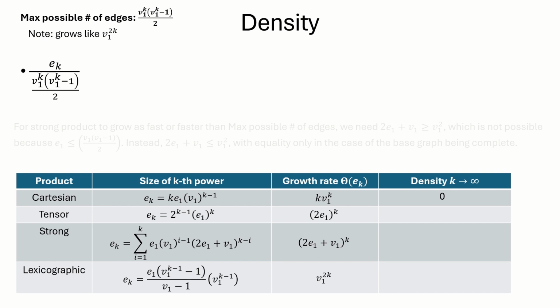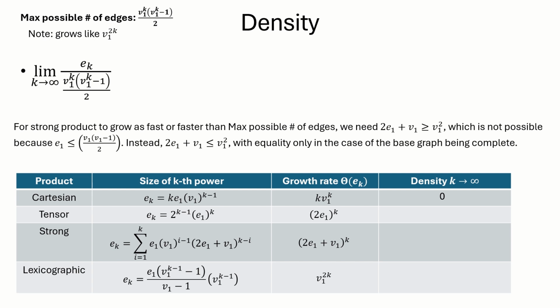Next, the tensor product size is less than or equal to the size of a strong product. So we might be able to save some work and answer the question of the limit density for the tensor product by answering the question for the strong product. The size of a strong product power, which grows like 2 times E sub 1 plus V sub 1 to the k, can only grow at the same rate or faster than the maximum possible number of edges if 2 E sub 1 plus V sub 1 is greater than or equal to V sub 1 squared.